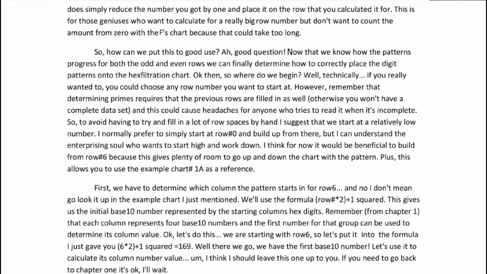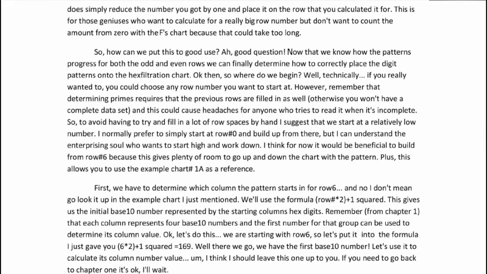Well, technically, if you really wanted to, you could choose any row number you want to start at. However, remember that determining primes requires that the previous rows are filled in as well. Otherwise, you won't have a complete data set, and this could cause headaches for anyone who tries to read it when it's incomplete. So, to avoid having to try and fill in a lot of row spaces by hand, I suggest that we start at a relatively low number.